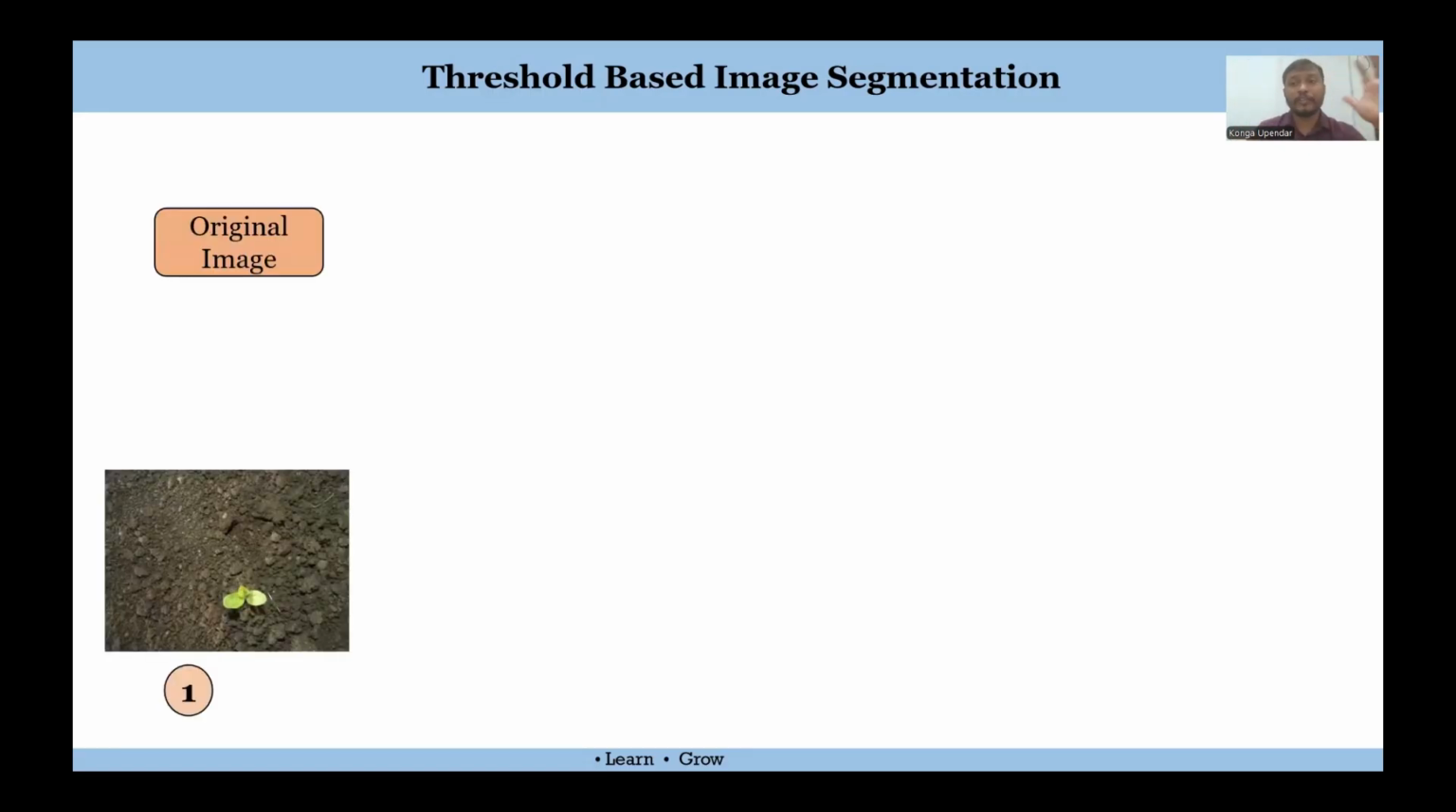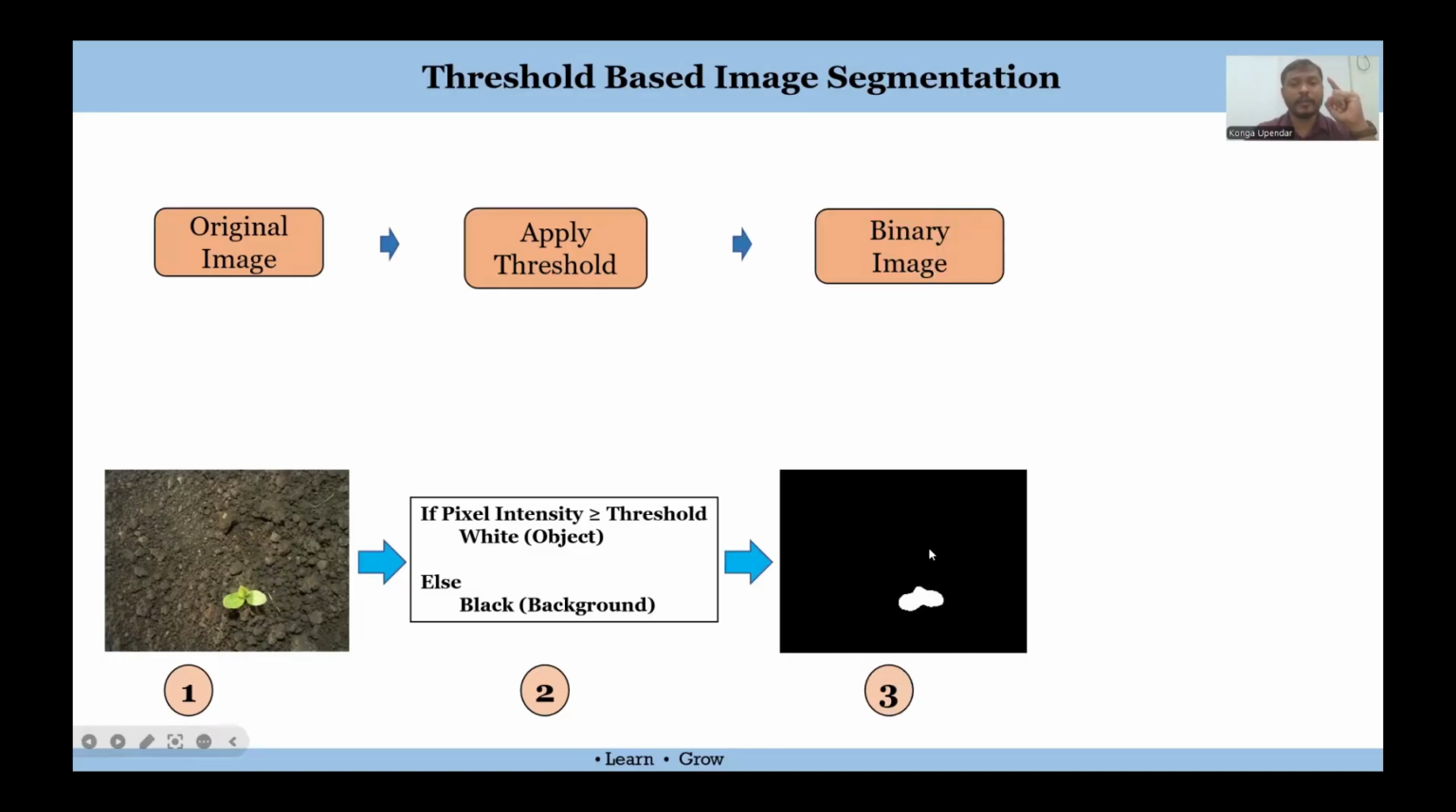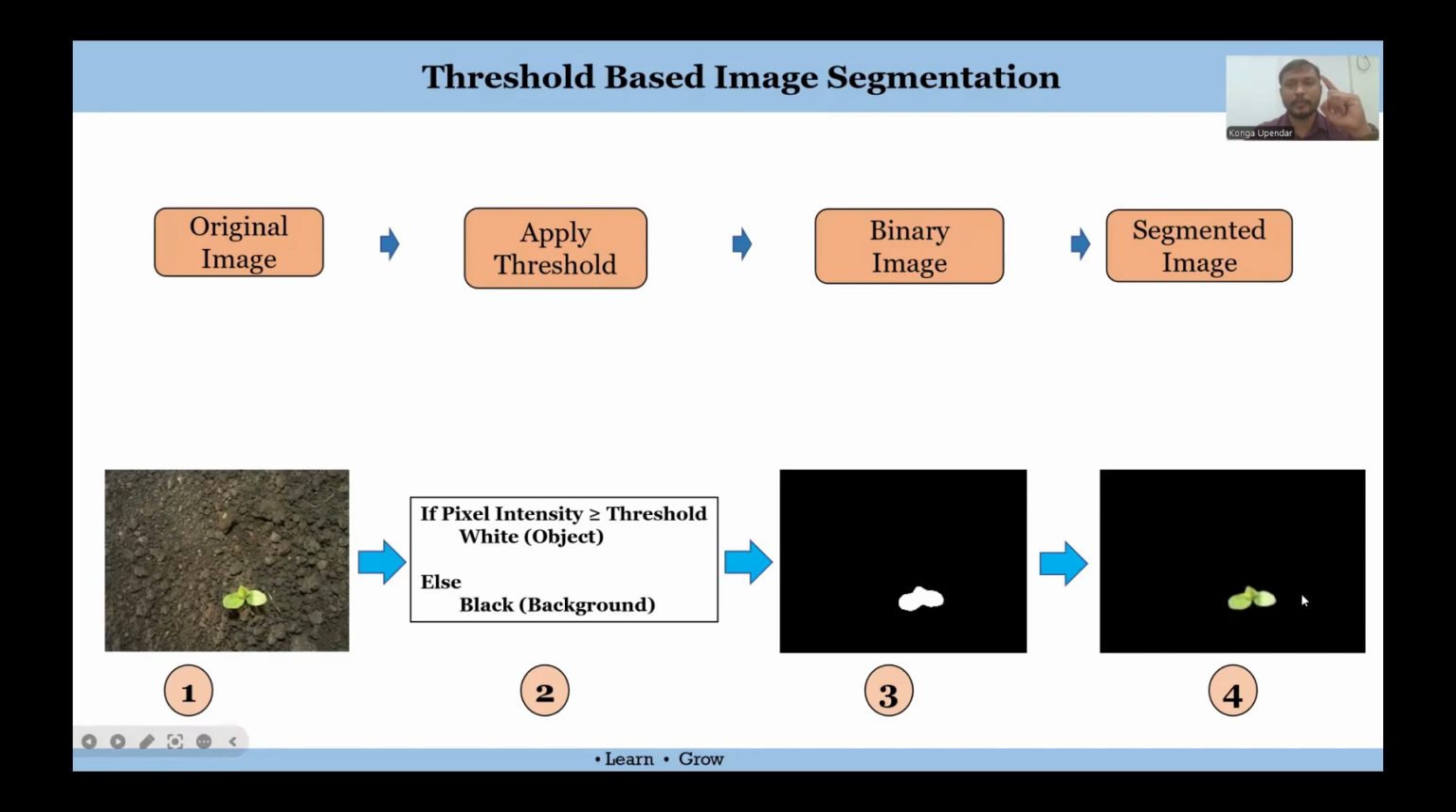Now we will understand this with the help of a figure. Take an original image, any image. I'm taking a bead here in a soil background. Next, I need to apply a threshold value on this image. We compare each pixel intensity value of the original image with the predefined threshold value, and after comparing, we get the binary image. After that, from the binary image and with the help of the original image, we'll get the segmented RGB image. Don't worry, these are the steps we generally follow in threshold-based image segmentation.